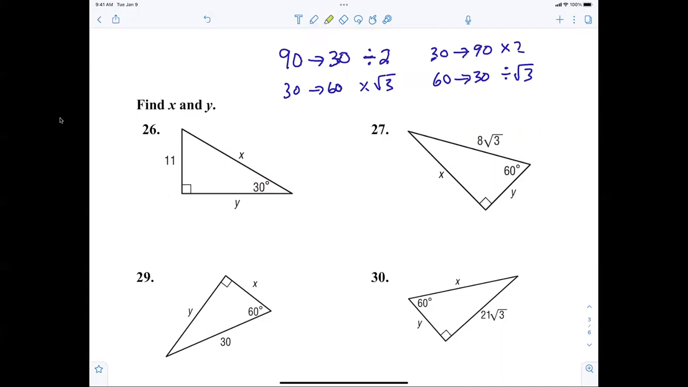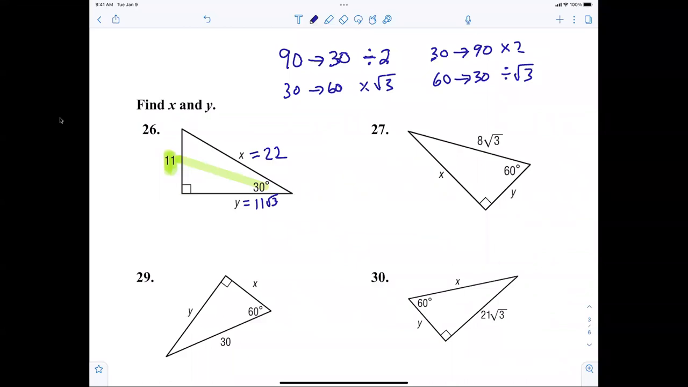So now someone tell me, the 11, does that correspond to the 30, to the 60, or to the 90? 30, exactly. Because the angle opposite determines the size of the side of the triangle. So what would x be, guys? 22. What would y be? 11 radical 3. That's it.